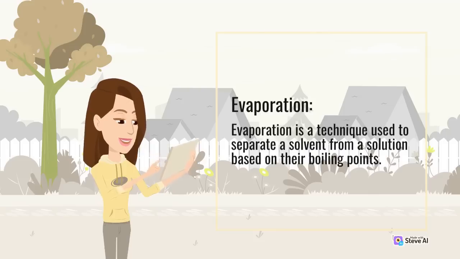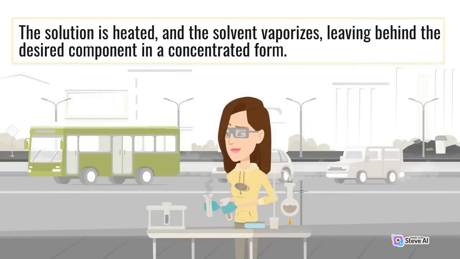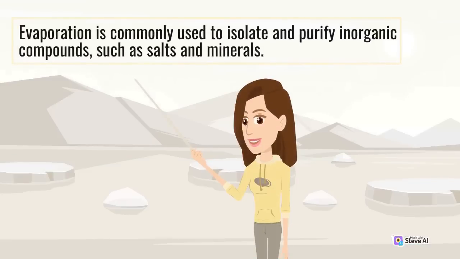Evaporation. Evaporation is a technique used to separate a solvent from a solution based on their boiling points. The solution is heated, and the solvent vaporizes, leaving behind the desired component in a concentrated form. Evaporation is commonly used to isolate and purify inorganic compounds, such as salts and minerals.